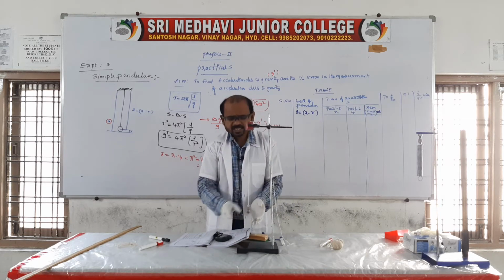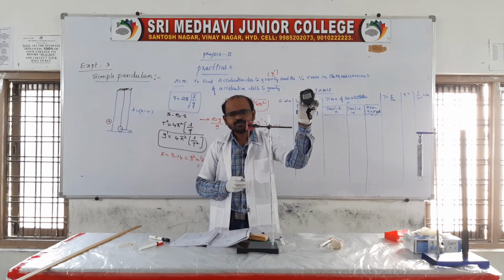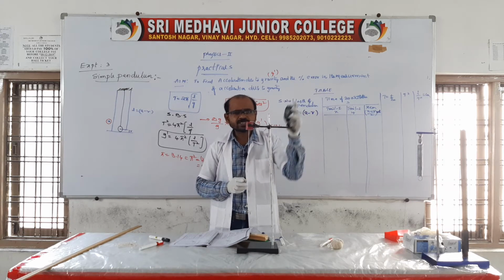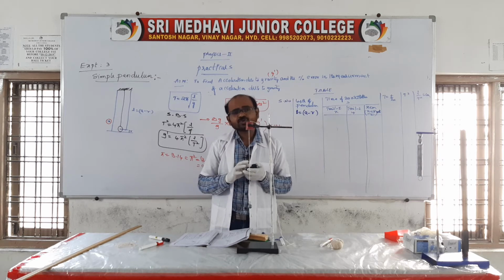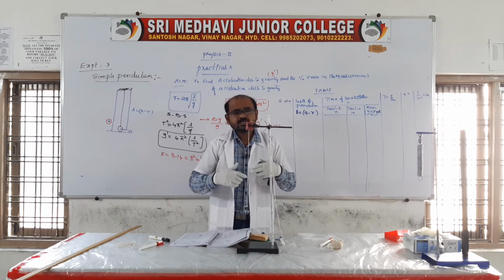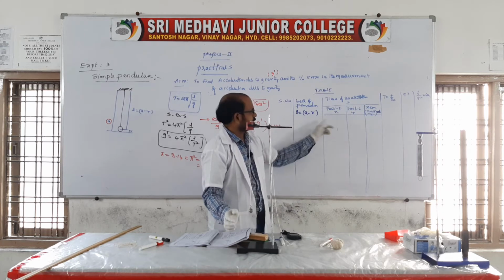For 20 oscillations, we should note the time by using a stop clock. Here is the stop clock. By using this, we need to note the time for 20 oscillations. Like that, we should repeat two times for the same length. That's what trial 1 and trial 2.